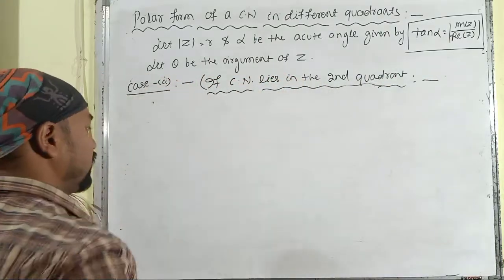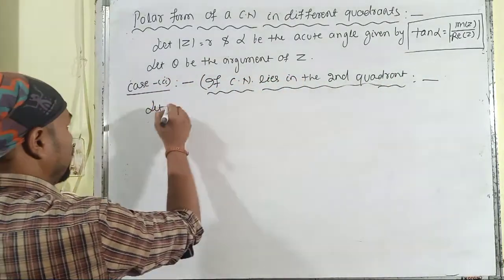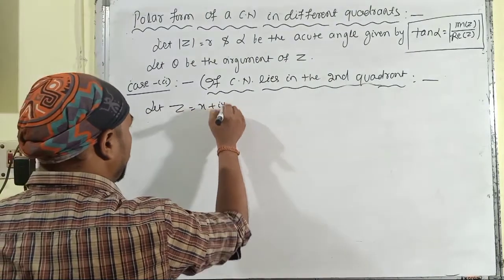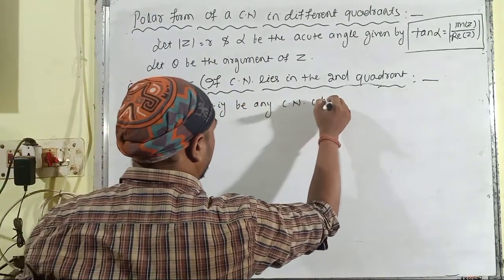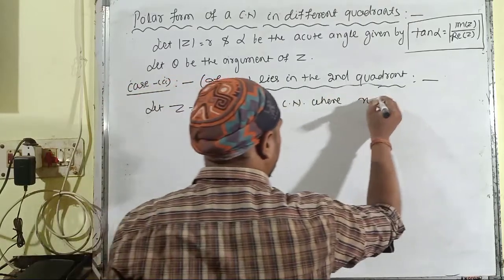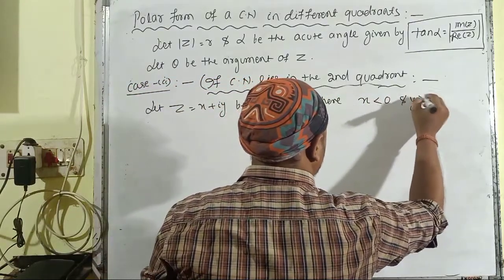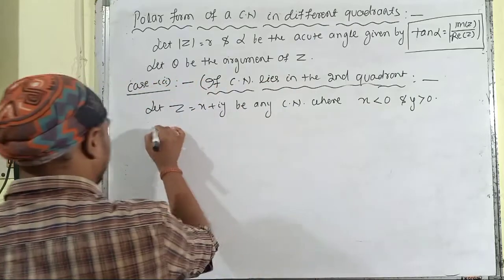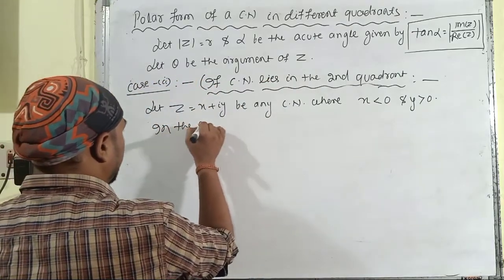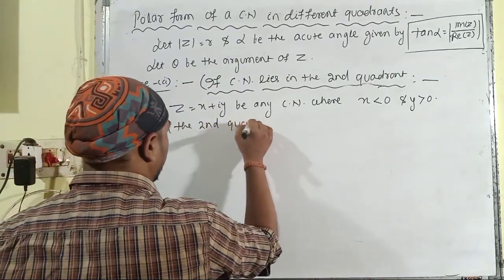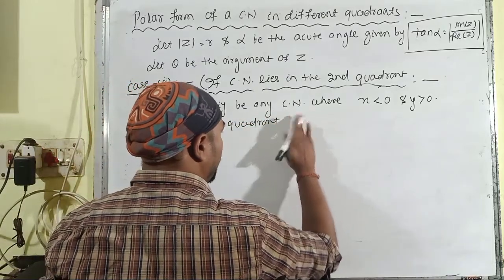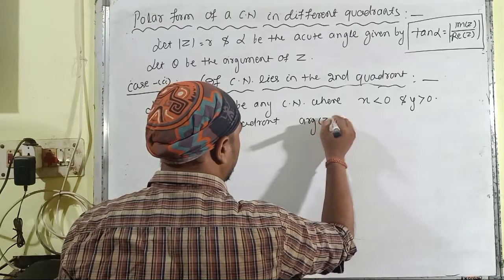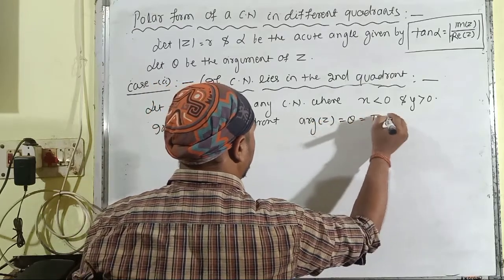It is the second case. Let z is equal to x plus iy be any complex number where x less than 0 and y greater than 0. In the second quadrant, theta, the argument of z, is equal to pi minus alpha.